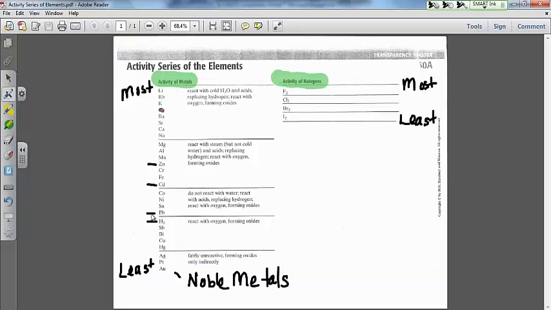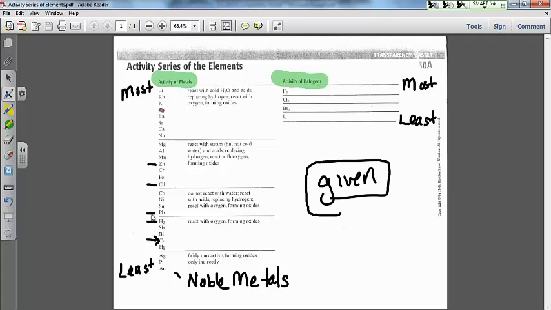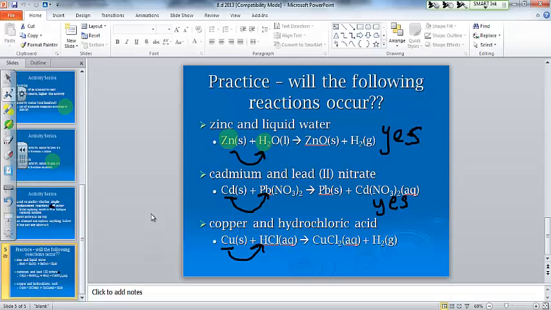And last but not least, we have copper and hydrochloric acid. So will copper kick out the hydrogen? I actually just gave this as an example. Copper is right here, and it is below the hydrogen, so it cannot kick out the hydrogen. And just as a reminder, you will not have to memorize the activity series. It will always be given to you. You just have to know how to use it. So the answer to this one is no. If you put copper and hydrochloric acid together, nothing's going to happen. No bubbles, you'd get no reaction.